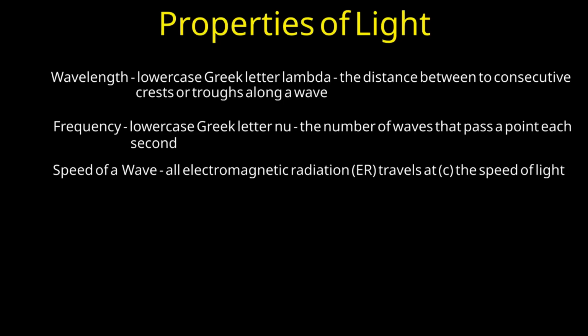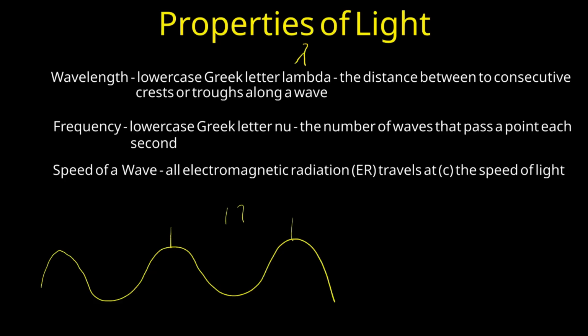We say that wavelength uses the lowercase Greek letter lambda to describe the distance from consecutive crests or troughs. So if I were to draw a wave, this distance from here to here will be one wavelength. Okay, from trough to trough will be the same distance.